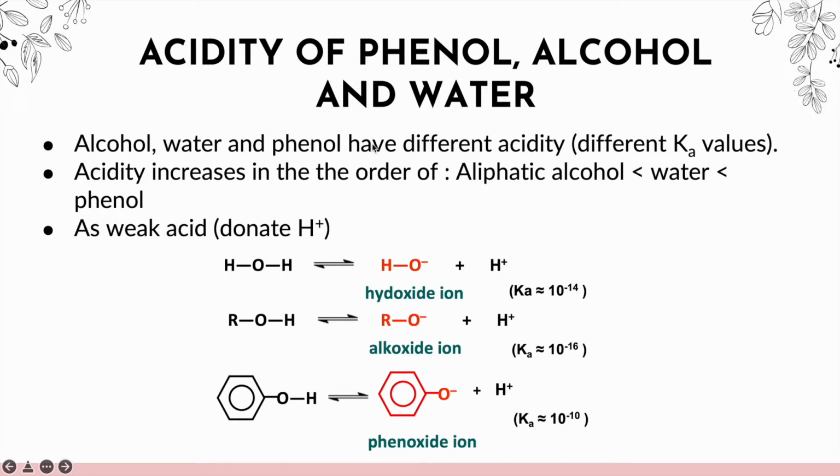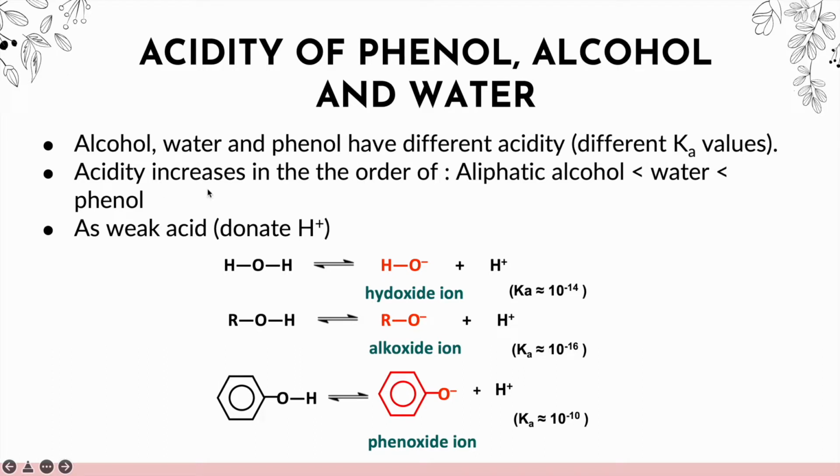Alcohol, water, and phenol have different acidity, meaning different Ka values. Why do we say that alcohol, water, and phenol are acids? Because they can form H plus ion. Alcohol, water, and phenol can form H plus ion. That's why we say they are acidic.